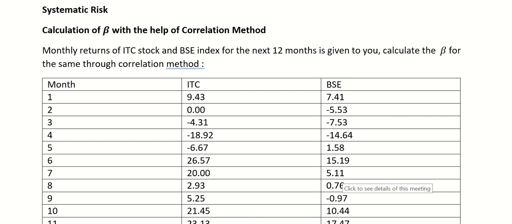Maybe it can be a stock market crash, it can be a pandemic, it can be a natural calamity, anything can be there which may cause such kind of problem where each and every company in the market will be suffering. So to calculate systematic risk, the symbol is beta, right? So there are two methods to calculate beta.